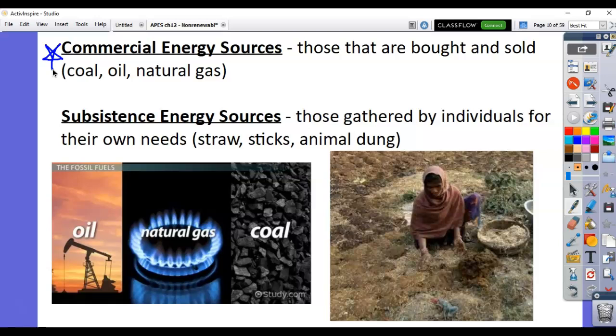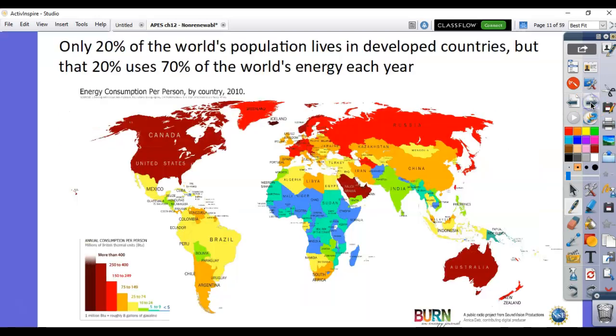In places that are developing, think Southeast Asia, a lot of parts of Africa, they use subsistence energy sources. You don't really need to know the word subsistence, but I want you to understand that people in these developing countries, they're not putting together and gathering all of these energy sources to sell them to other people and to have these big companies that are creating oil and natural gas and coal. What they're doing is they're literally just collecting energy, whether that be firewood or animal dung or straw, so they can cook and they can eat. So it's very different between developed and developing countries.